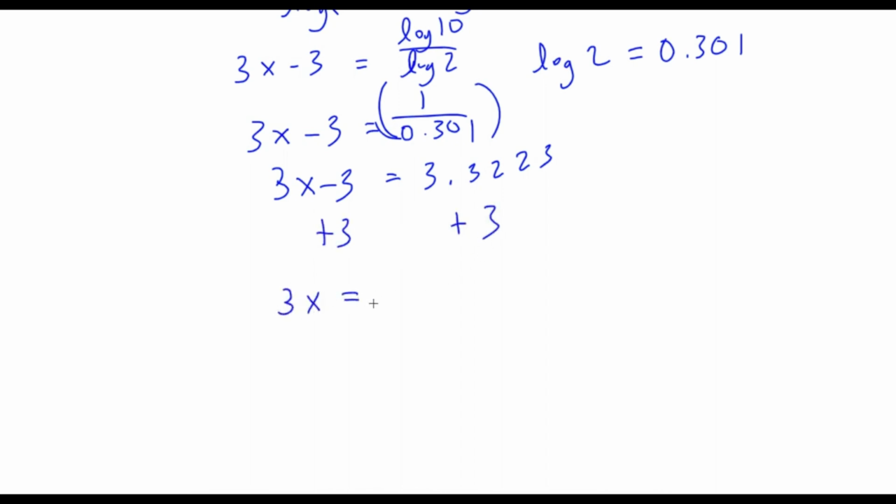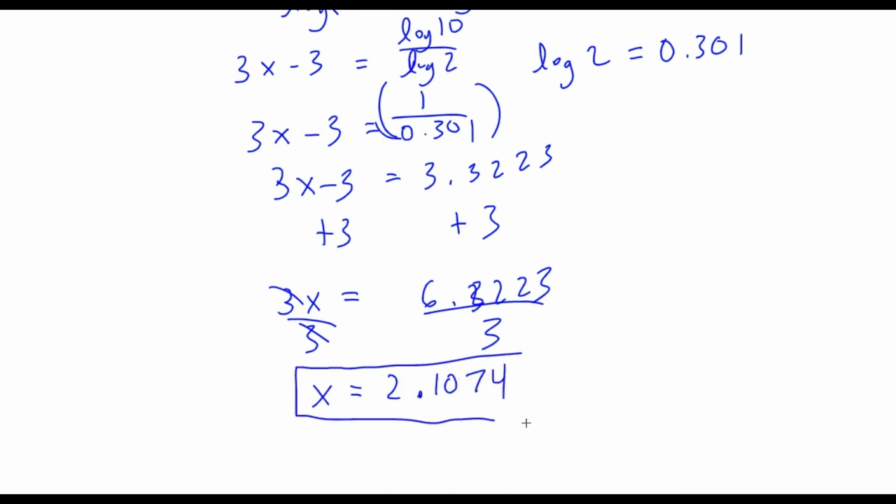So now I have 3x is equal to 3 plus 3.3223, which is equal to 6.3223. Now I can divide both sides by 3 because we want to isolate x. These two would cancel out, and I would be left with x is equal to 6.3223 divided by 3, which is approximately 2.1074. So x is equal to 2.1074.